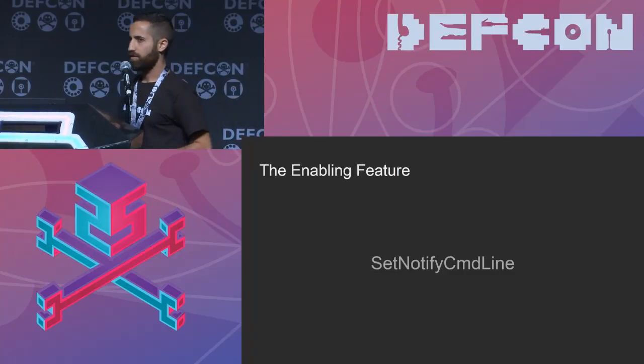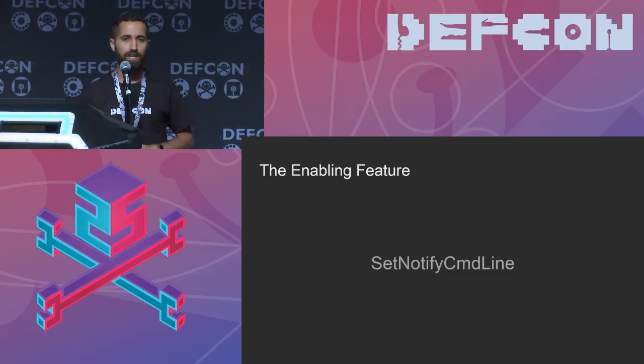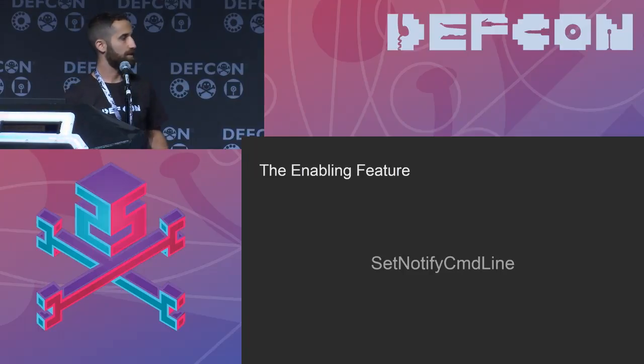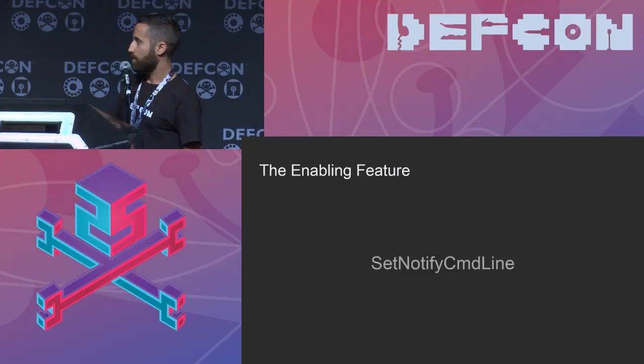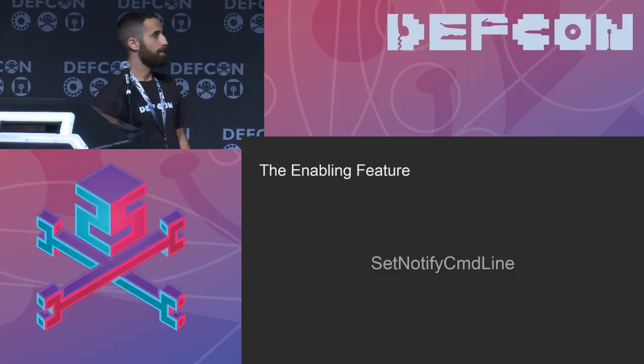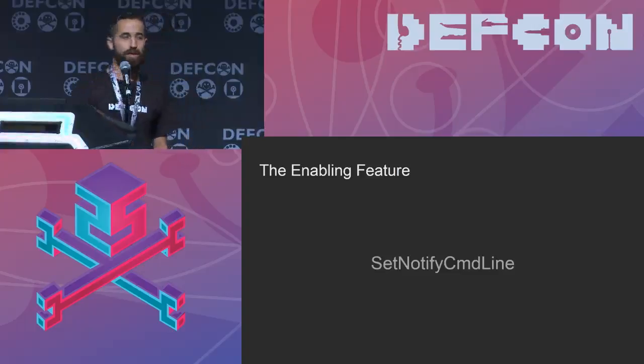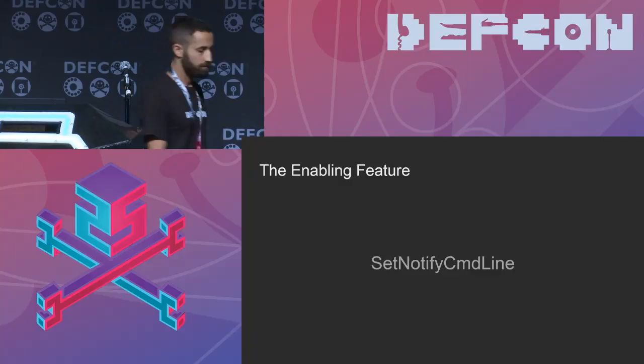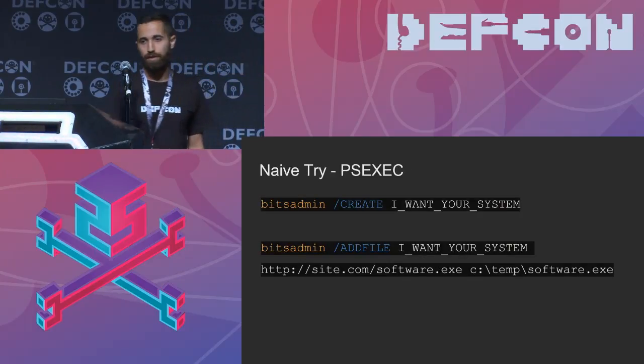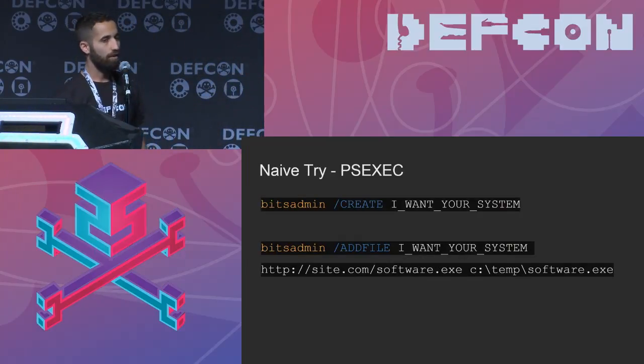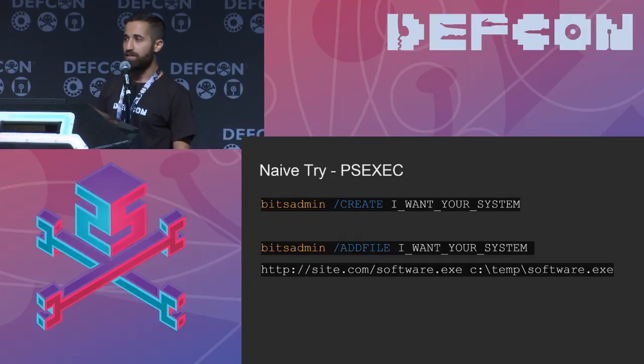The enabling feature that hides behind the notification command line, the callback that I previously told you about, what's behind it is just a call to SetNotifyCmdLine, which eventually calls CreateProcessAsUser. And this is what we're taking advantage of. If the user, the owner of the job, is system, then the command line will be executed as system. So what we really want to do is create our own job with system being its owner.